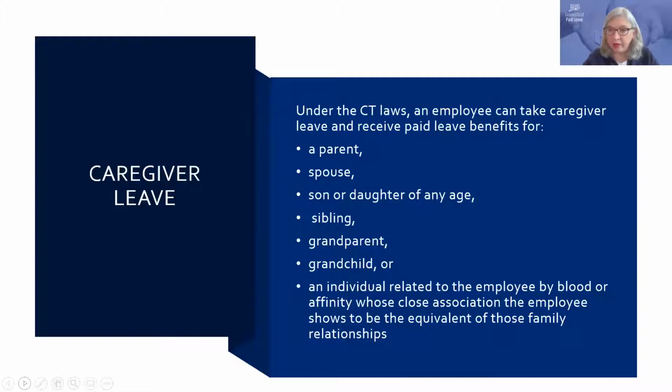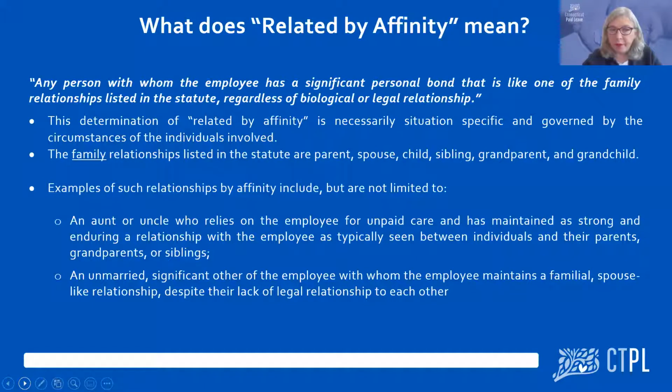In addition to these other family relationships, we have a new definition of family in Connecticut, which includes an individual related to the employee by blood or affinity, whose close association is the equivalent of these other family relationships. So what does that mean? Well, it's really intended to recognize that families come in all shapes and sizes, and there may not always be a blood relationship or a legal relationship. So we really are looking at what is the factual experience? How is this person equivalent to a parent, spouse, sibling, grandparent?